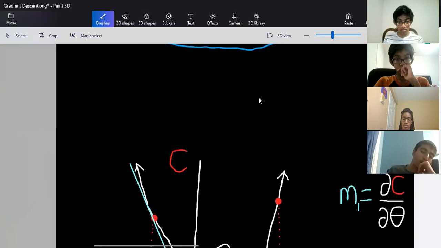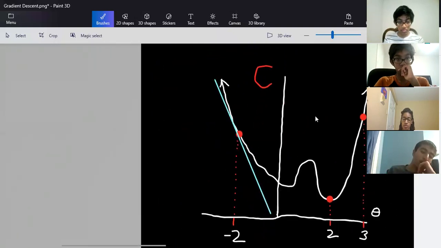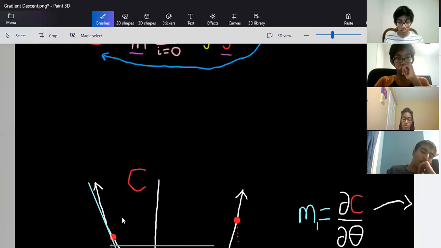Now, one thing to note here, this slope of a line, it's a line pointing downwards. This slope is negative.